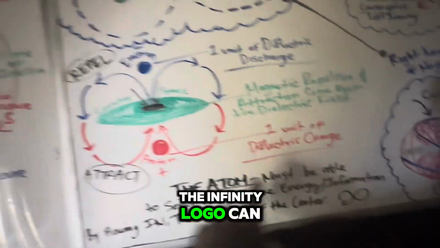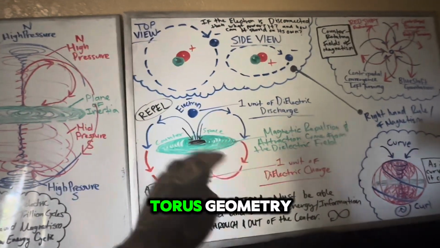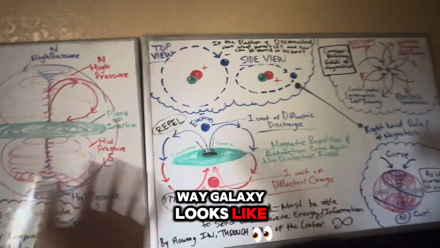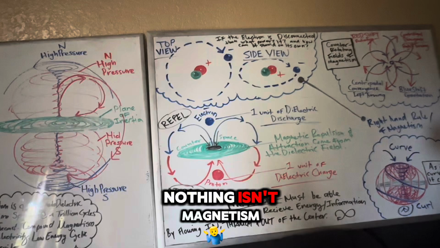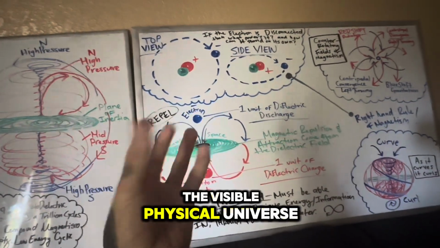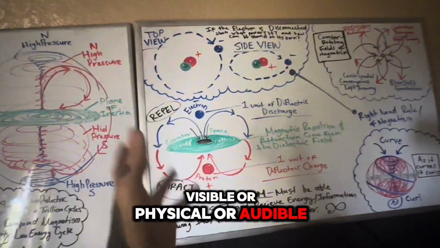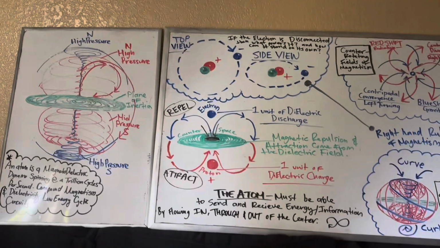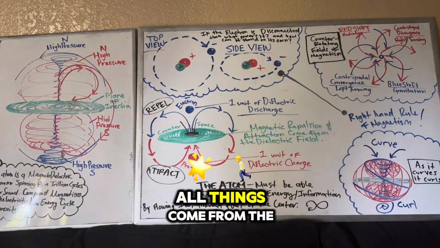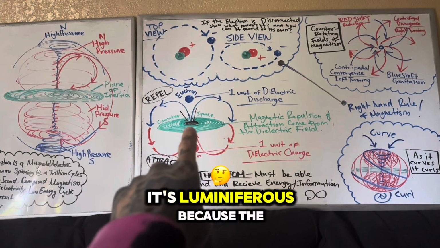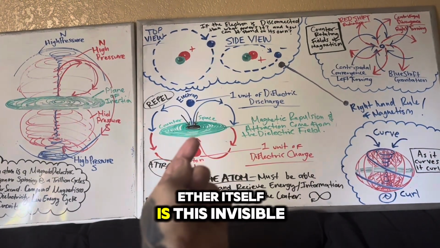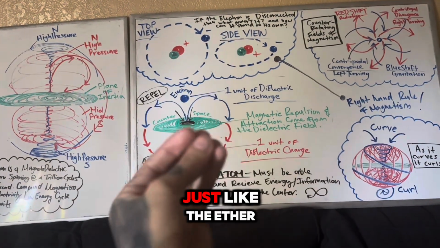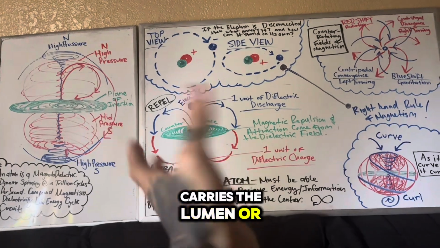The infinity logo can only exist in a torus geometry, which is what your atoms, your magnetic field around your body looks like. It's what the Milky Way galaxy looks like. It's what the whole universe is. Nothing isn't magnetism. All atoms make up the visible physical universe, and nothing can be visible or physical or audible or tangible without magnetism. Everything in the universe is due to magnetism and magnetism alone. And this is why Nikola Tesla said all things come from the luminiferous ether. It's luminiferous because the ether itself is this invisible counterspatial point. And magnetism carries electricity just like the ether carries the lumen, or the light.